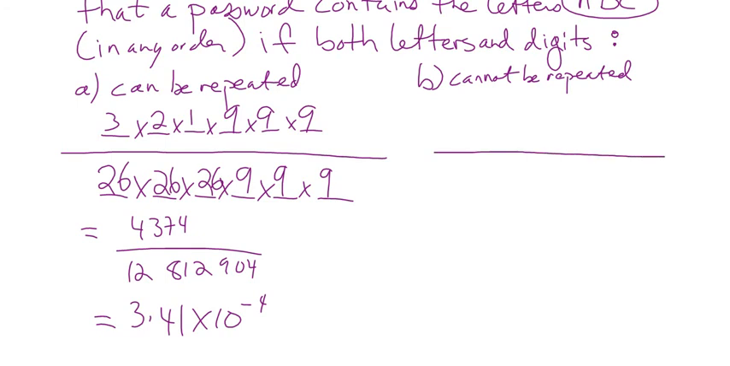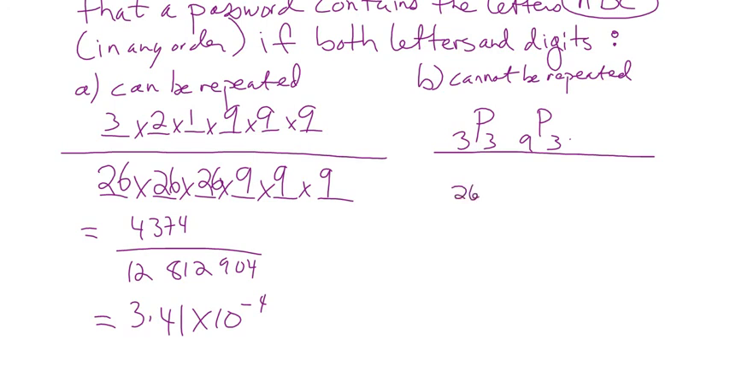Okay, if you can't repeat, what do we do? Actually, since you can't repeat, you don't really need to use the fundamental counting principle. You could just say it's 3P3, because I still need A, B, C. And I can't repeat, so it's 9P3, because I have 9 non-zero digits, of which I need 3. The order matters, and there's no repetition, so 9P3.